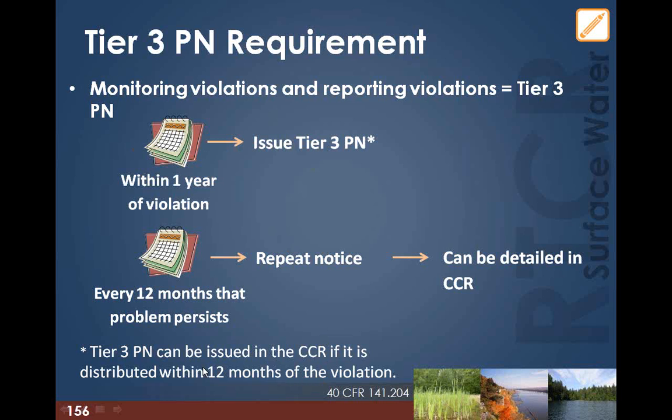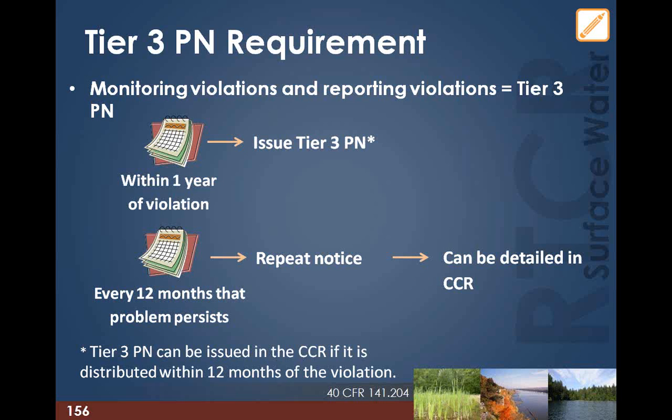If the timing works out that that can be included in the Consumer Confidence Report, that is adequate to include that public notification in the Consumer Confidence Report. And then every 12 months, if the problem persists, that notification needs to be repeated, and it can be repeated in subsequent Consumer Confidence Reports.